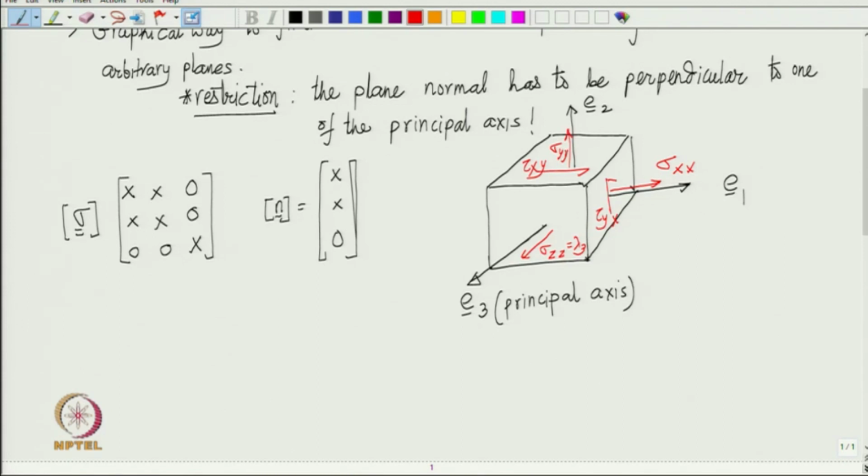Right. And then there are many other faces also, if you allow me to draw them. So, on this face we have the normal component sigma xx, and we have the shear component tau yx, similarly you have the bottom face. Let us not make it complicated.